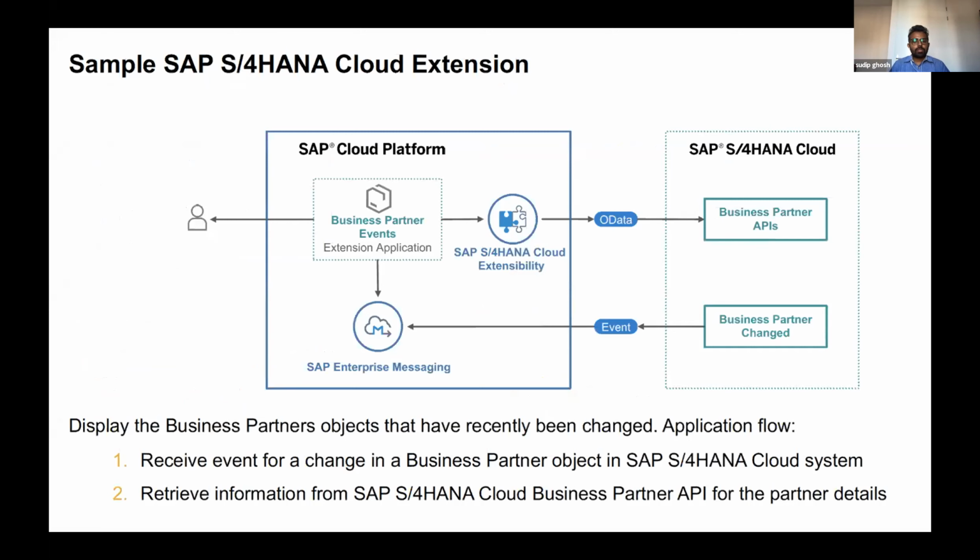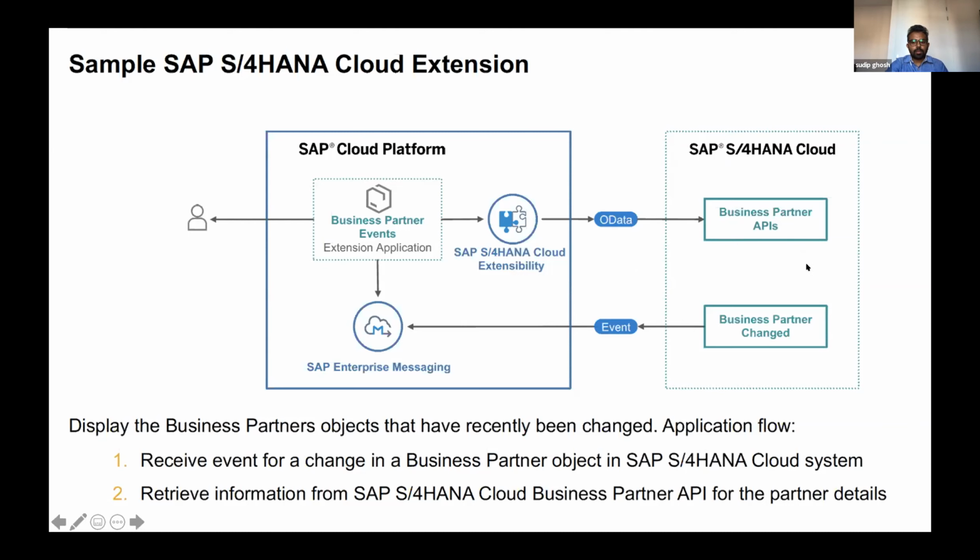So this was one of the examples I was talking about. If you look at the architecture here, this is a very simple example. What I want to do is capture the business partners whose data is getting changed. So I have used here the S4HANA extensibility service, which is a part of extension factory. And on the right side, you see the S4HANA Cloud.